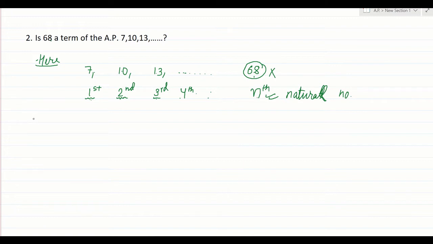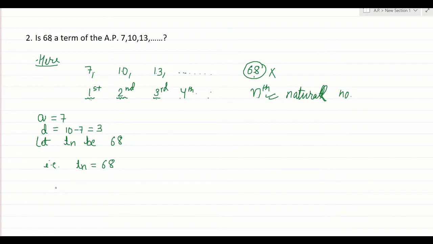So we have here the first term a is 7. How much is the difference? The difference is 10 minus 7, that is equal to 3, isn't it? Now we'll suppose Tn to be 68. Is this clear? That is, Tn is equal to 68.